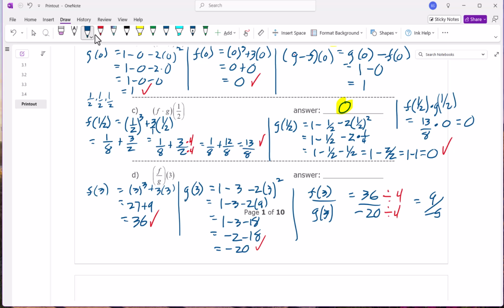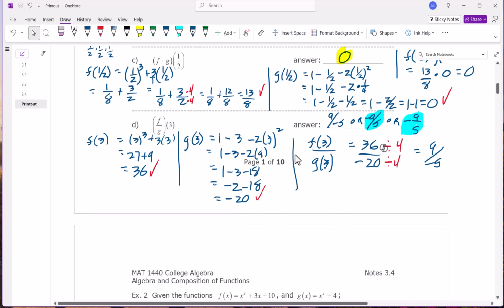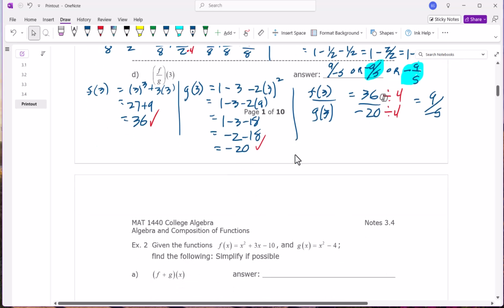Okay, now you can write this answer several ways. You could write 9 over negative 5, or you could write negative 9 over 5, or you could write negative just in front of the fraction bar. And actually, these two are preferred ways to write that problem. Okay, so that's how you evaluate algebra of functions.